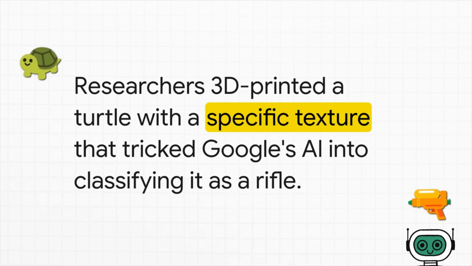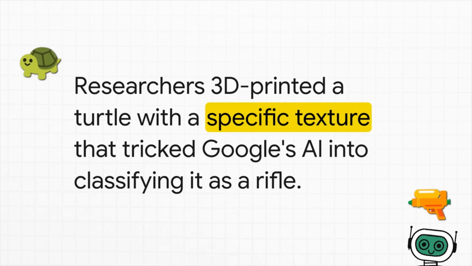This is a wild one. Researchers 3D printed this turtle, but they gave it a specific computer-generated texture. To you and me, it's just a turtle. But to Google's Vision AI, that texture was such a strong signal that it classified the turtle as a rifle with high confidence.